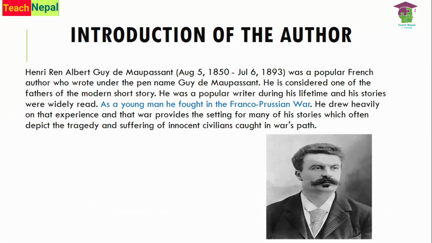Henri René Albert Guy de Maupassant was born on August 5, 1850, and he was a really popular French author. His writings are mostly based on war situations because as a young man he fought in the Franco-Prussian war, so we can analyze the different things related to war in his writing.